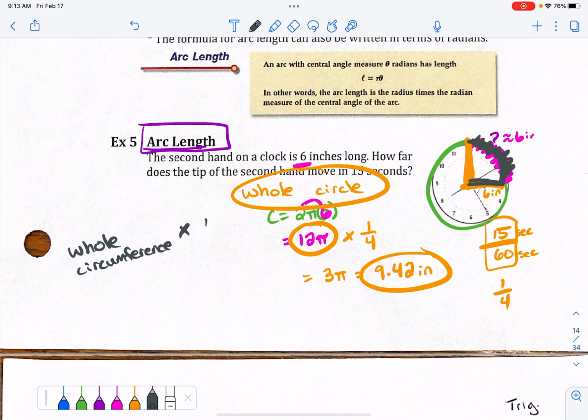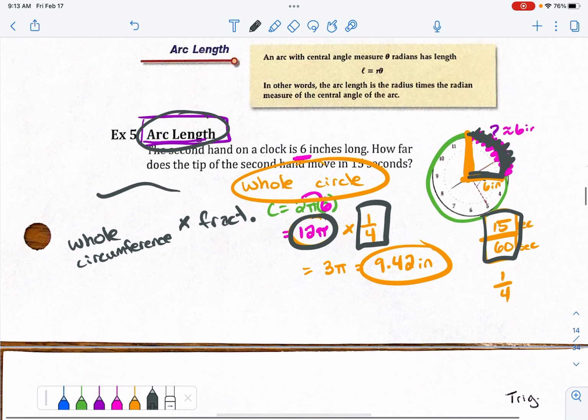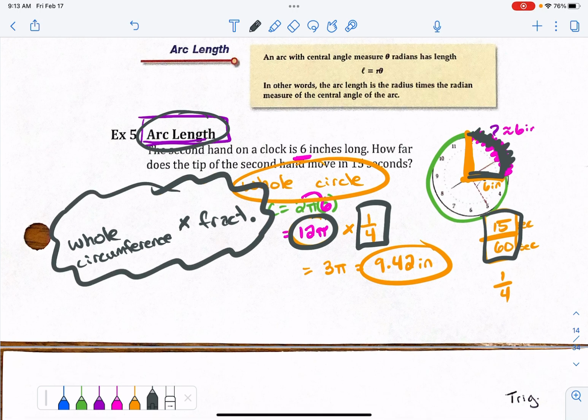So the strategy here is to find the whole circumference and then multiply by the fraction of the circle that we want, okay? So my whole circumference was 12 pi, and then the fraction of the circle that I wanted was 1/4, which is 15 out of 60 seconds, okay? So that's how we find the arc length. Put this on your notes, okay? That's exactly how you find arc length, okay?